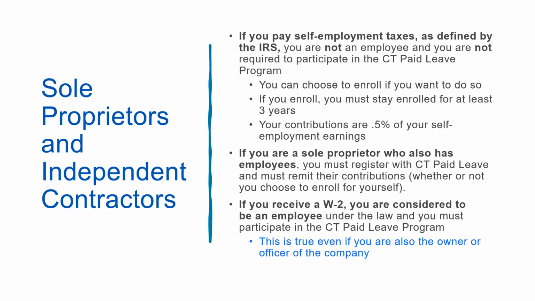If you're a sole proprietor and you also have employees, even if you choose not to opt into the program for yourself, you do have to take those contributions and remit them on behalf of your employees. And lastly, if you receive a W-2, you are then considered to be an employee and you would have to deduct and contribute for yourself, even if you were the owner or an officer of the company.